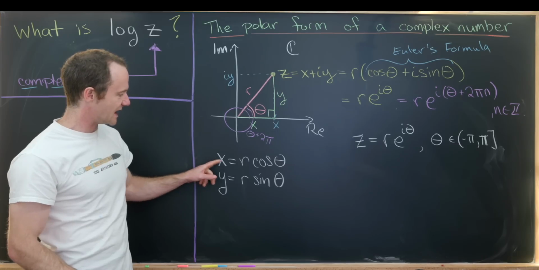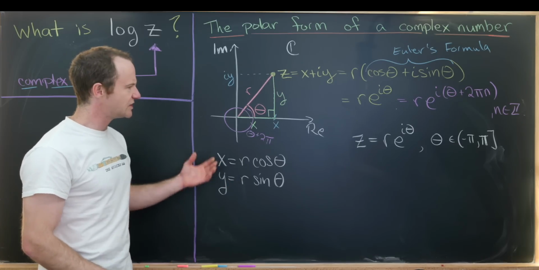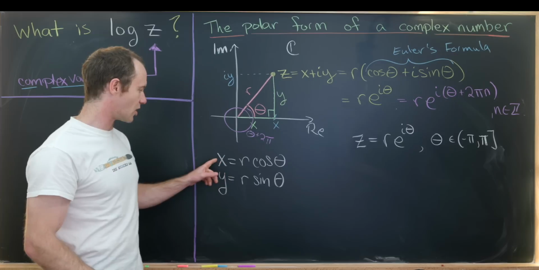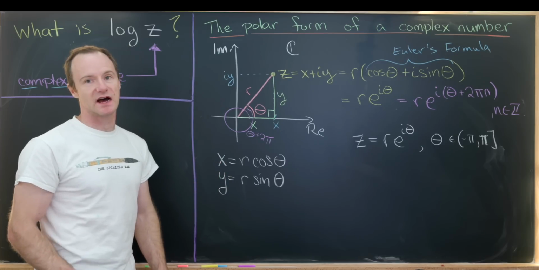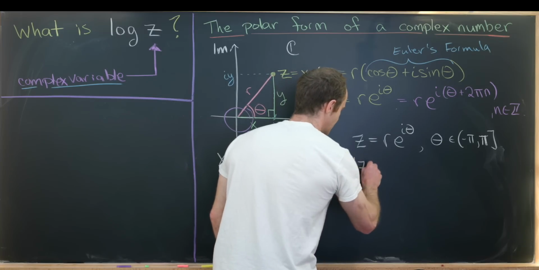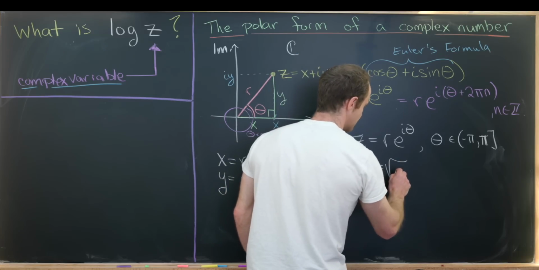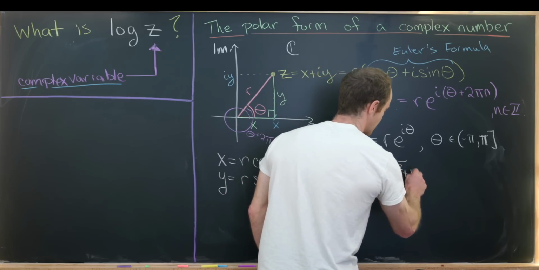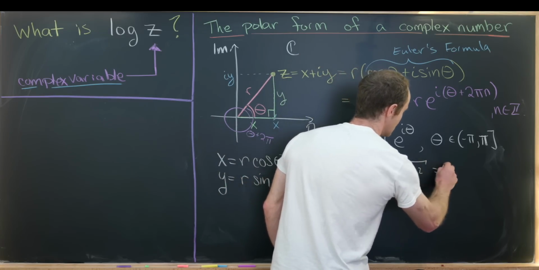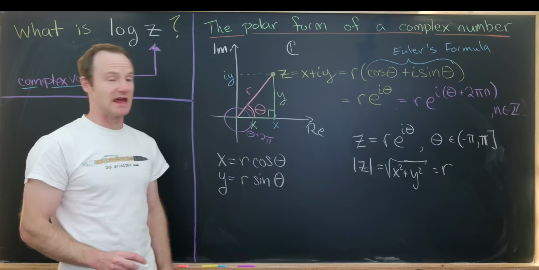So let's recall we had x was r cosine theta, y was r sine theta. So we can use the Pythagorean theorem to see that r squared is x squared plus y squared. But we'd like to give that another name, and that is the modulus of the complex number. So the modulus of the complex number is the square root of x squared plus y squared, which is equal to r.